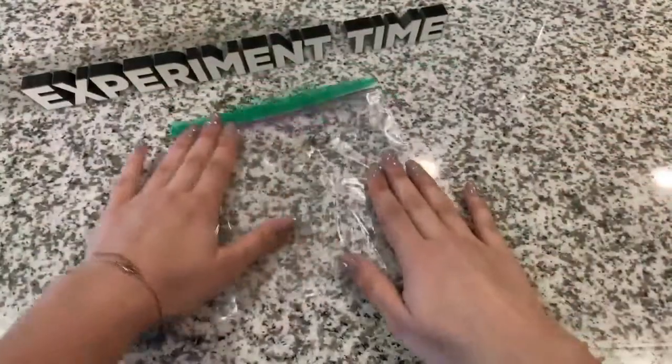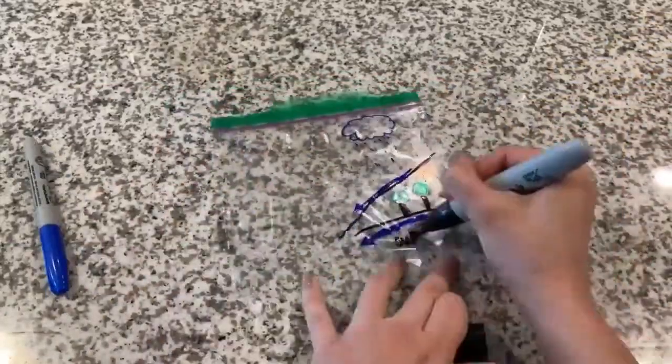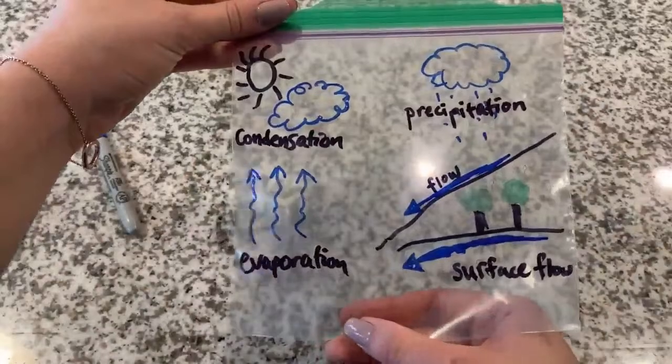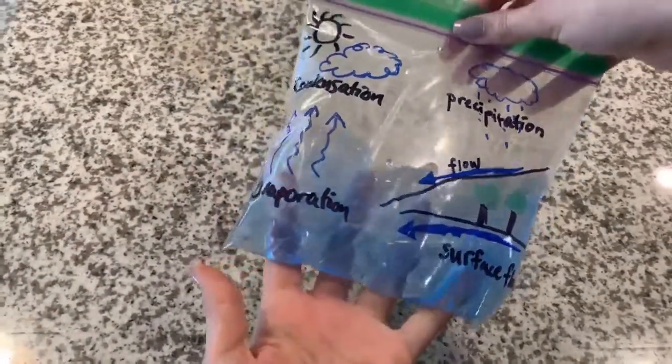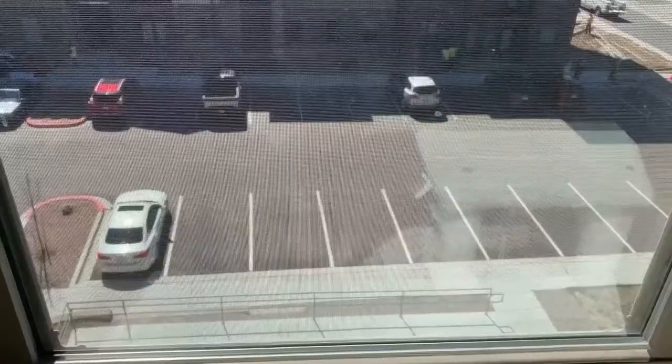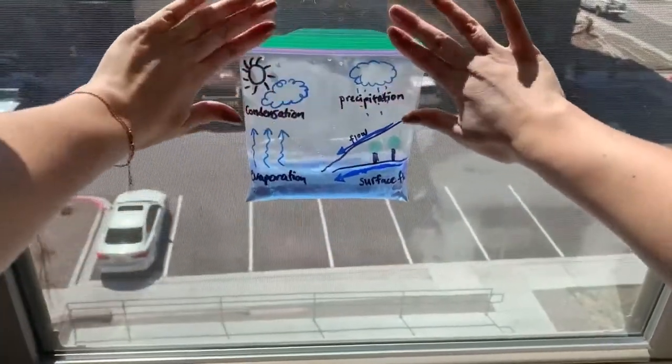Experiment time! What you will need for this experiment is a plastic bag, blue food coloring, some Sharpies, and packing tape. Draw your rendition of the water cycle on a plastic bag with the Sharpies. Next, add hot but not boiling water to the bag, and add a few drops of food coloring. Tape the bag to a window with direct sunlight.